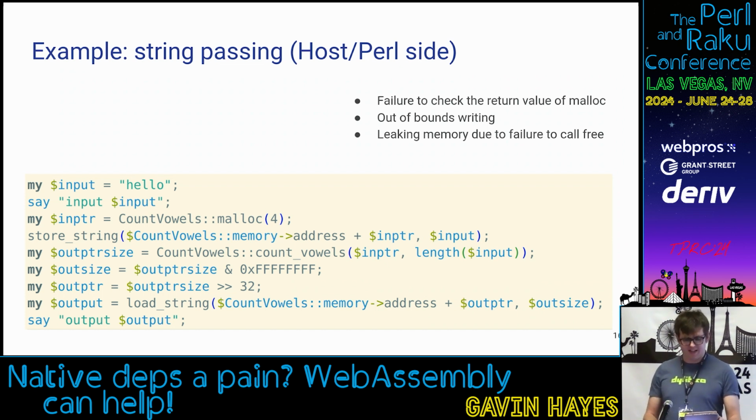Just to be clear, this isn't a dig at the Wasm Perl module, just pointing out some of the usability challenges with WebAssembly. Something as simple as passing a string requires practically C programming inside of Perl.